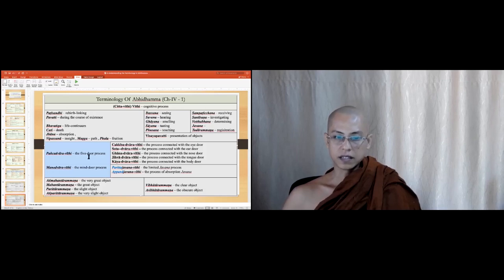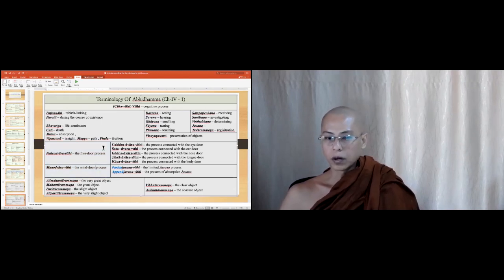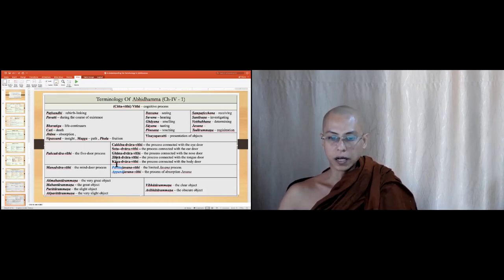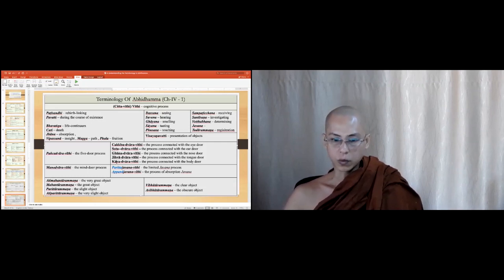As I said, there are 6 types of door. So 5-door and mind-door become 6-door. Okay, no problem. So 5-door refers to Chakku, Sota, Gana, Jinwa, Kaya. So 5 doors. The process comes into the 5 doors. Through the 5 doors are called in this way. And mind door process will be varied into two. Parita Jawana, Apana Jawana. So Parita is limited. The word Parita called limited. And Apana here refers to the absorption.